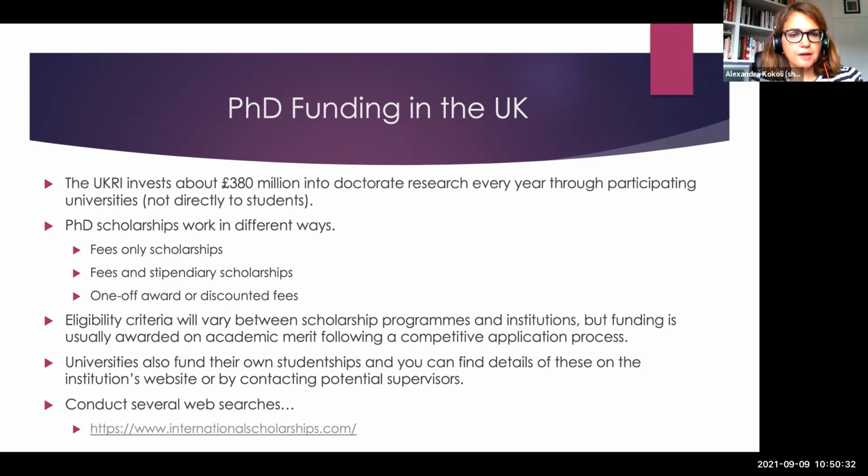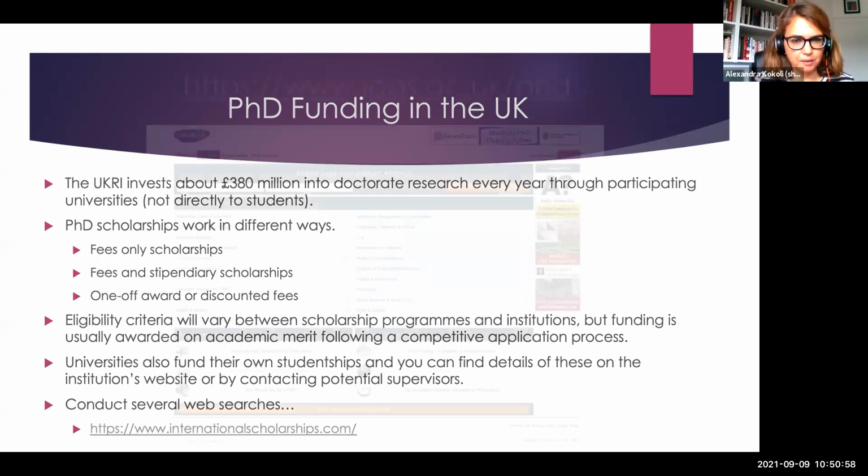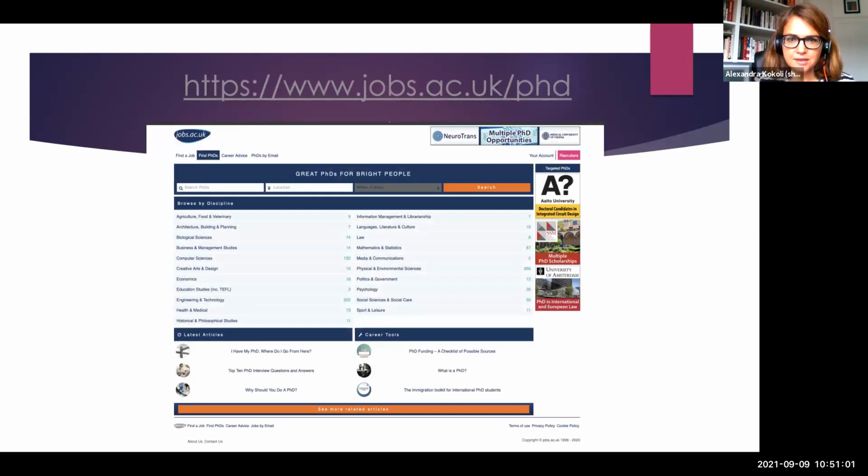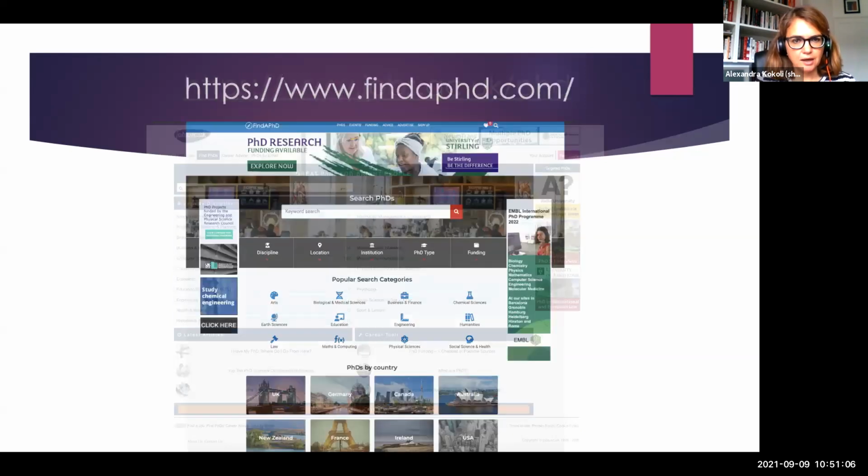Universities also fund their own studentships, and you can find details of these on the institution's website or by contacting potential supervisors, which is another way of approaching the issue. But such opportunities will be advertised in the databases that we've already mentioned. You will need to conduct several web searches and possibly follow these up with emails of inquiry to the contact people.